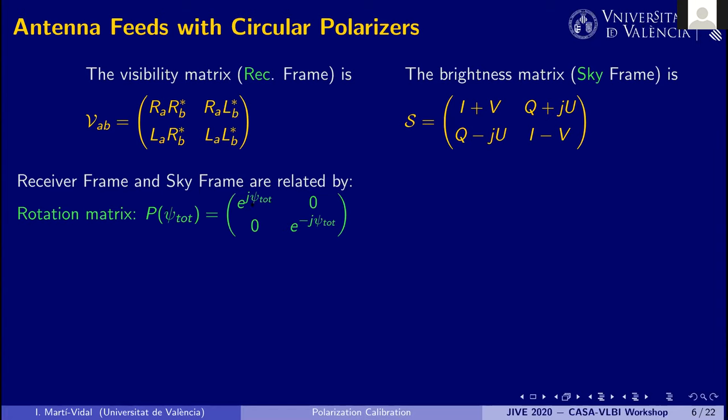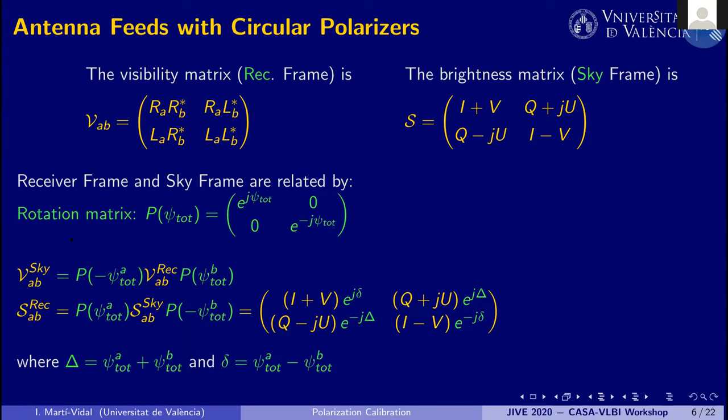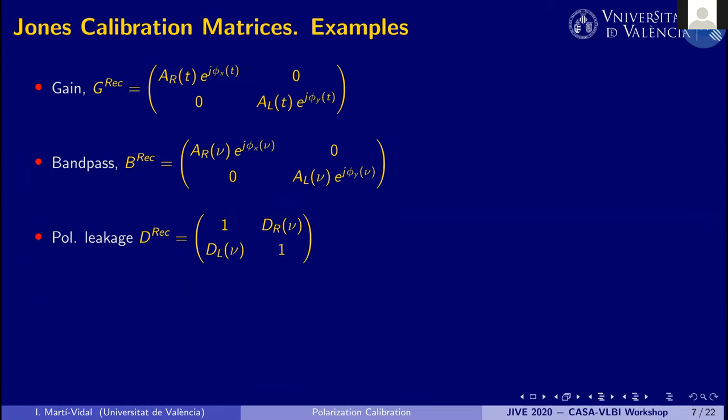In the case of circular polarization feeds, the rotation is trivial. The parallactic angle rotation is just a diagonal matrix, which commutes with every other diagonal matrix. That means that we can just plug it in wherever we want. It's very easy to handle. And actually, if you apply the parallactic angle rotation to, let's say, the brightness matrix and put it in the receiver frame from the sky frame, you see that the only difference between this matrix, which is in the sky frame, and this matrix that is in the receiver frame, is just a phase. It's very easy to handle programmatically. It's just a phase that you add to the I plus V and I minus V, so the parallel hand correlations, and a different phase that you add to the cross-hand correlations. And these deltas are just the sum and the difference of parallactic angles at antennas A and B. So absolutely no problem in handling this. It's so easy that you usually forget that the matrices are given in different frames, because it's pretty automatic for VLBI.